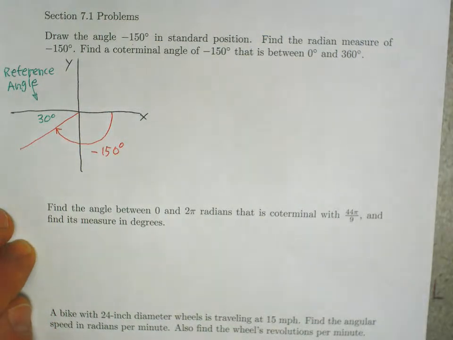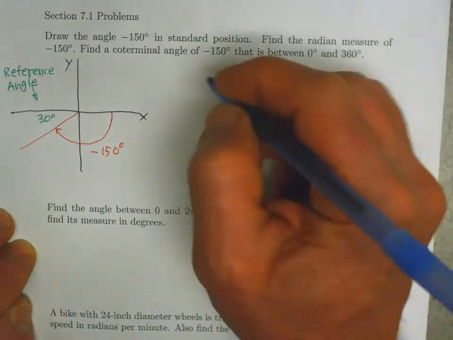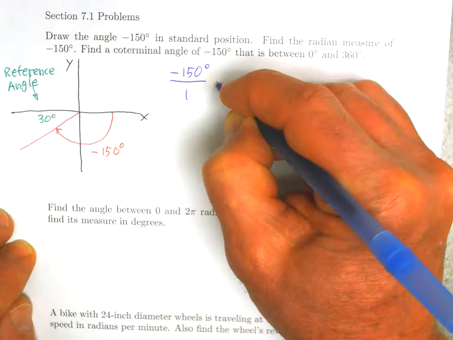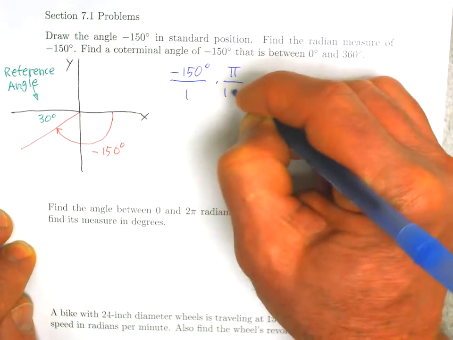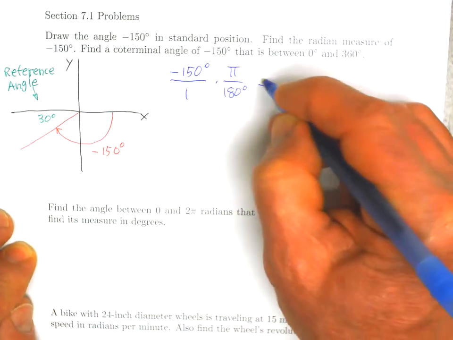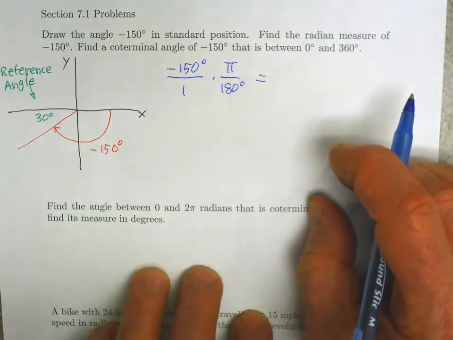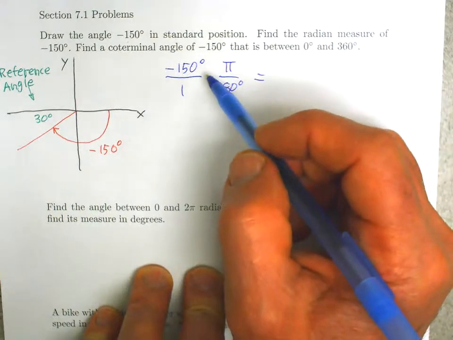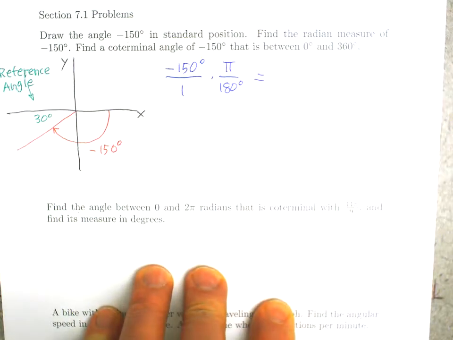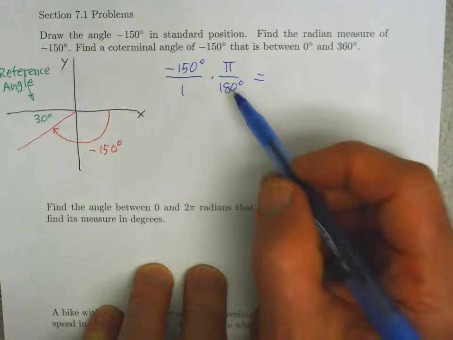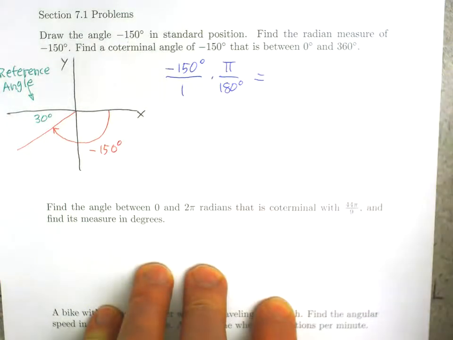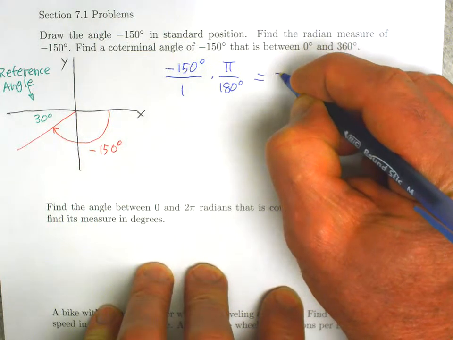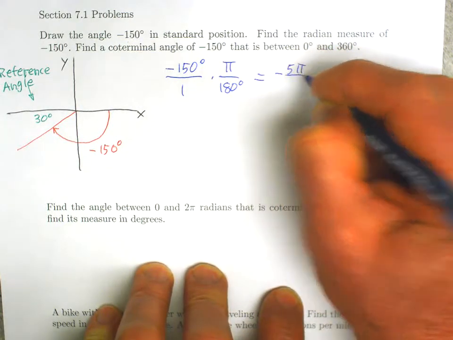Okay, now find the radian measure. So we want to multiply negative 150 degrees by pi over 180 degrees. So let's see, 30 degrees goes into negative 150 negative 5 times, and it goes into 180 6 times. So this simplifies to negative 5 pi over 6.